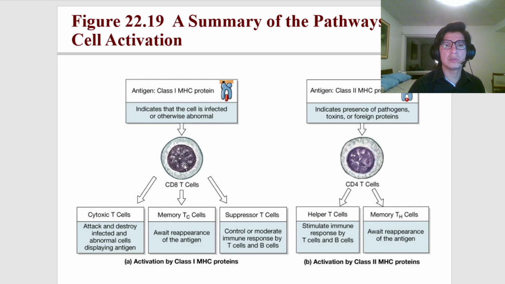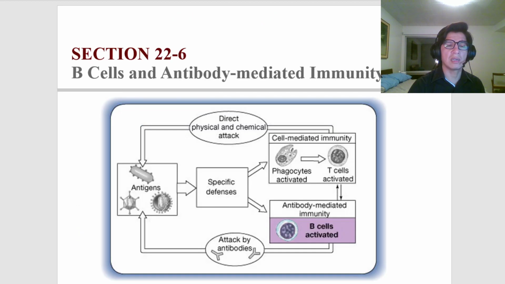Whenever it comes to cells that request to be killed, whenever this recognition occurs, you create the memory cells, you create the immune response that attacks these particular cells or antigen, and then you also have suppressor T cells that maintain range on the immune system. All right, so that was the T cells.